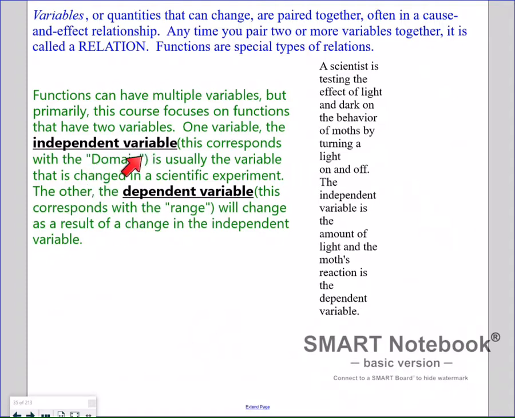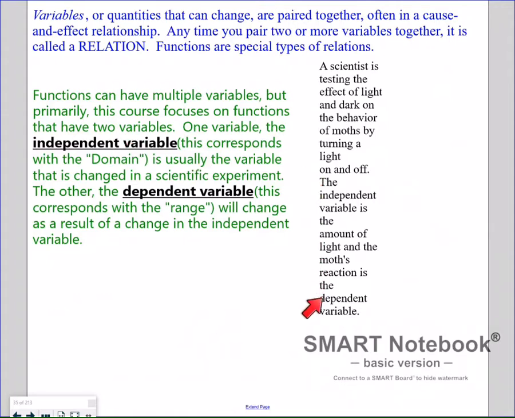Now, we have the words domain and range. The domain refers to the types of numbers we could expect in the independent variable. Here we're talking about intensity of light, so a light that is off would be 0 intensity, and then we could say that 100 represents maximum intensity, and then we could rate the intensity on a scale of 1 to 100 to determine how bright or dim the light is. So our domain would be any number from 0 to 100, representing light intensity.